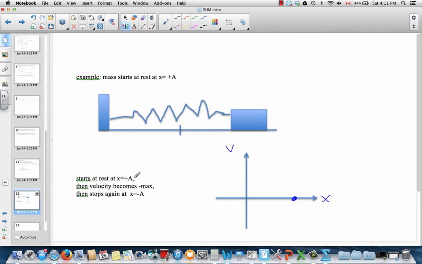And what happens next, of course, is that as the mass moves towards 0, the velocity increases and becomes a negative number. So on your plot, you're getting to smaller x, but the velocity is becoming negative. So we must actually be sweeping out this way on our plot. Then the mass goes to the other side to negative a, so that's over here. And so we're tracing this direction on our phase space plot.